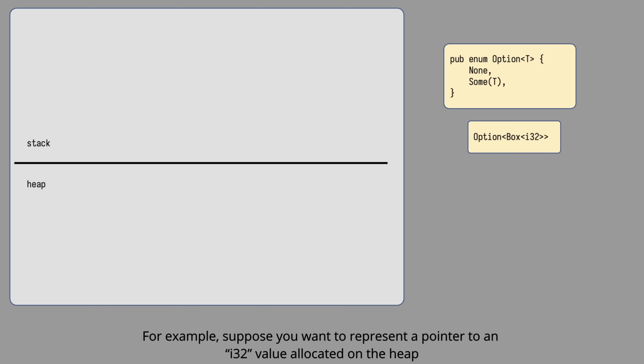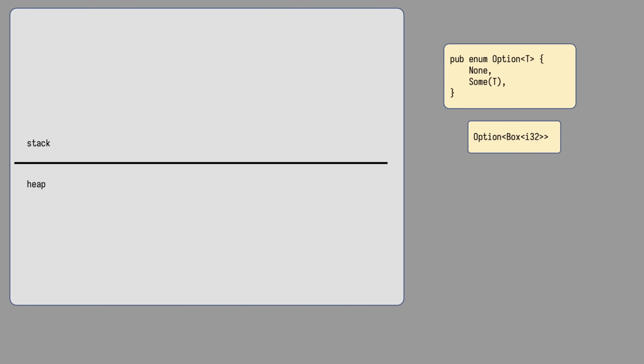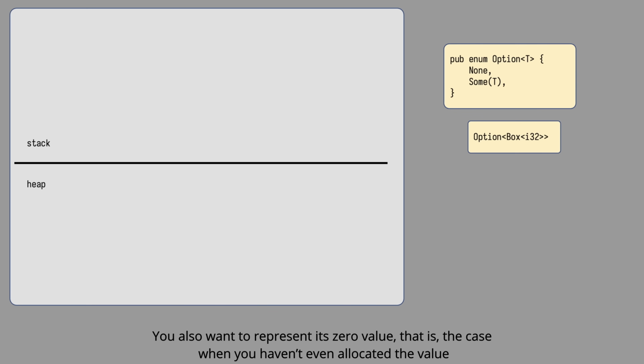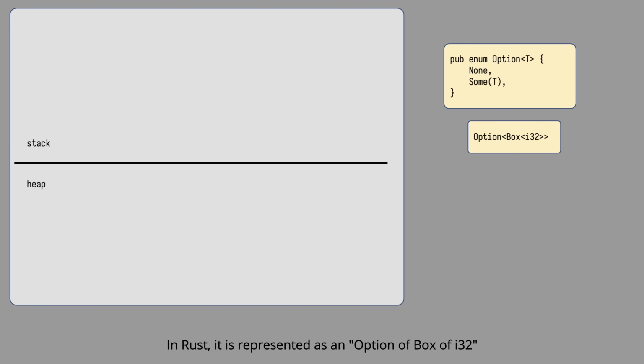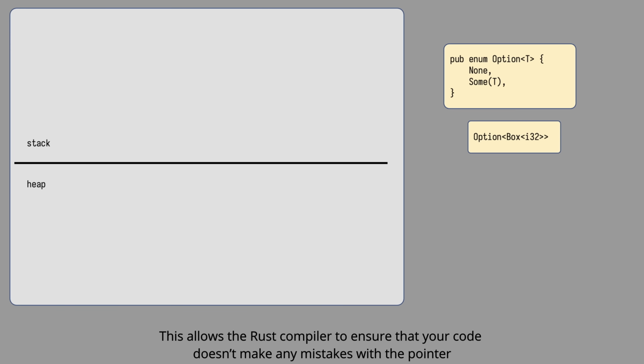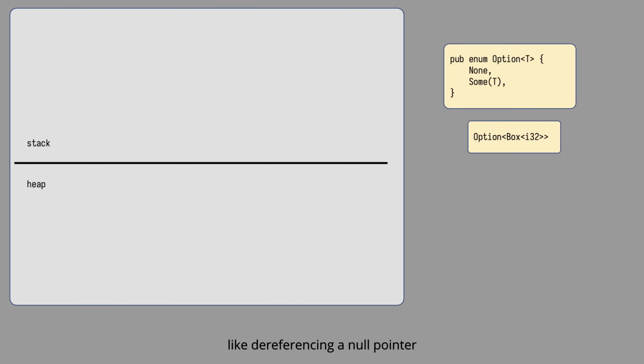For example, suppose you want to represent a pointer to an i32 value allocated on the heap. You also want to represent its zero value, that is, the case when you haven't even allocated the value. In other programming languages with pointers, it is usually represented using a null or null pointer. In Rust, it is represented as an option of box of i32. This allows the Rust compiler to ensure that your code doesn't make any mistakes with the pointer like dereferencing a null pointer. The option has two variants.